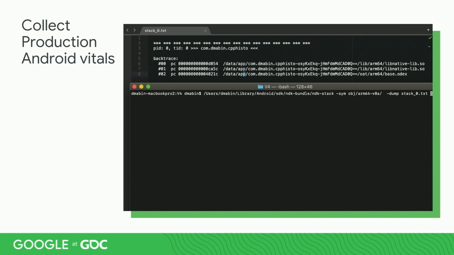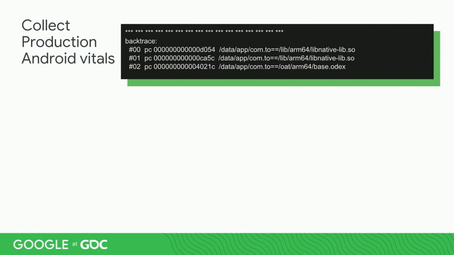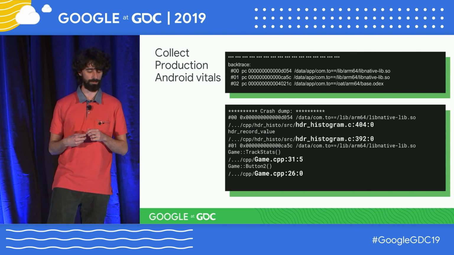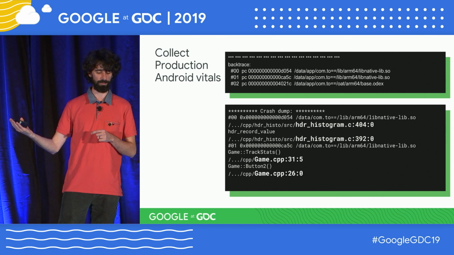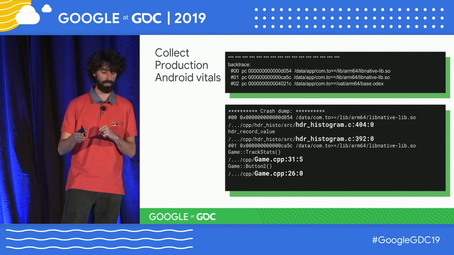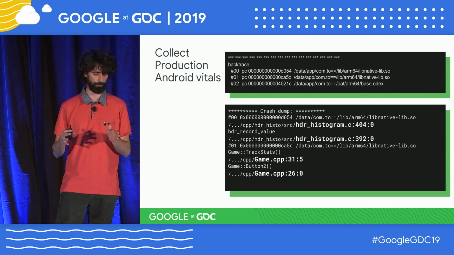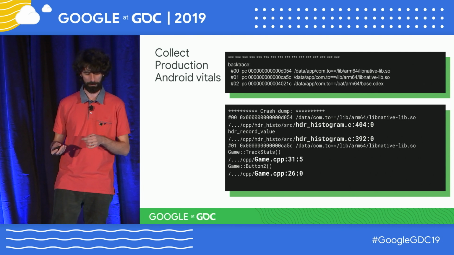And what you get out of it is a lot of text. Let's zoom a little bit. So that's what I had in my text file originally. You can see pretty much no information for a human. And what you get after executing ndk-stack is quite a lot better. You can see that it's crashing in game.cpp line 26 when it's executing a function called button2. That is itself calling a function in game.cpp line 31, calling track stats, and etc. You can see that at the end, it's crashing in a function called hdr_record_value, line 404. Hopefully, you can find 404.